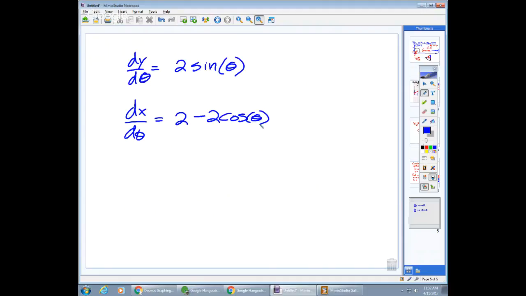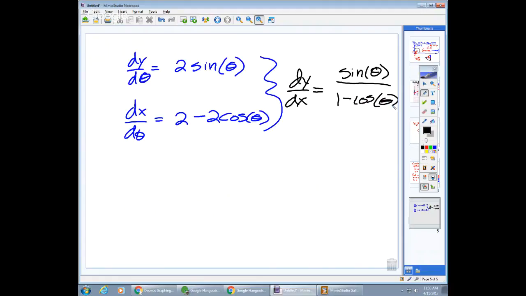And so putting both of those together, we get that dy dx is, oh, the 2's factor out, that's kind of nice. It is the sine of theta divided by 1 minus cosine of theta. And that looks like a trig identity I've seen before. Huh. Can't quite bring it to mind though. All right, and then what we want to do is evaluate that derivative when theta is equal to pi over 2. So sine at pi over 2 is 1. Cosine is 0, so I get a slope of 1 there.